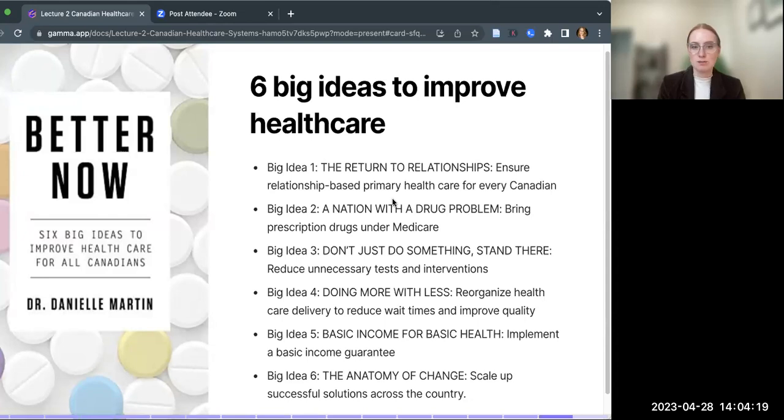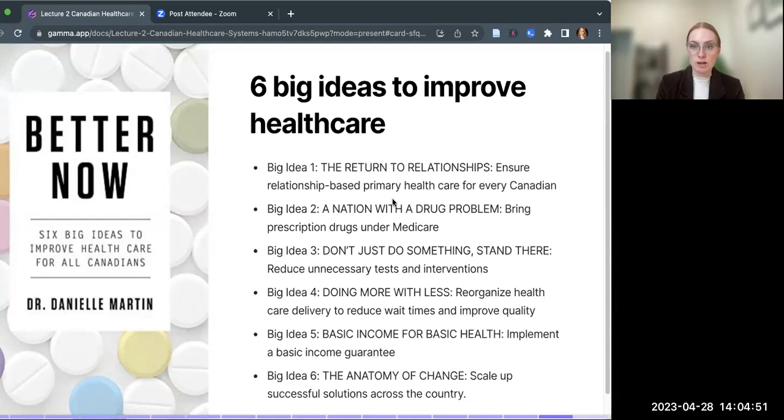Big idea number three is don't just do something, stand there. So the reduction of unnecessary tests and interventions. This is a complicated piece, but there is a lot of waste in the healthcare system. Making sure the right people get the right interventions at the right time is really essential. Big idea number four is doing more with less, recognizing that we need to reorganize healthcare delivery to reduce wait times and improve quality.